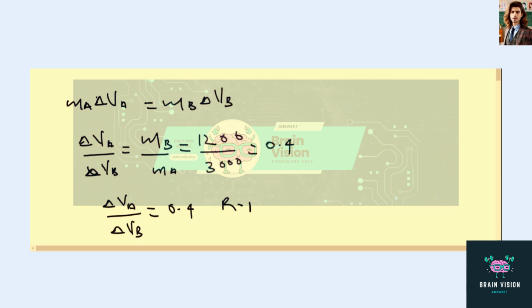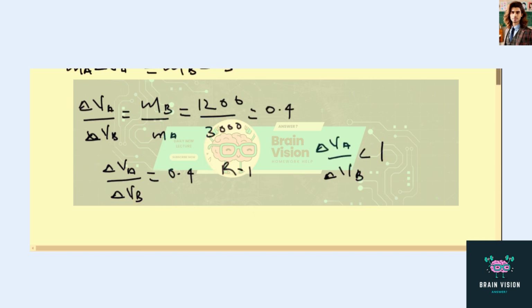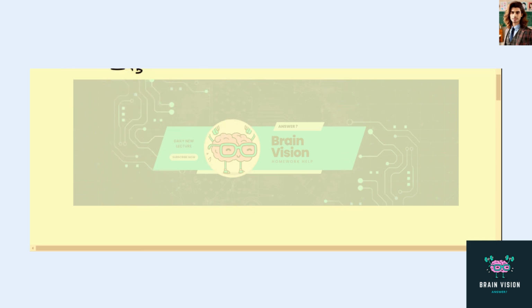Since delta VA divided by delta VB is less than 1, delta VB is greater than delta VA. So the change in velocity for car B is larger than that for car A.